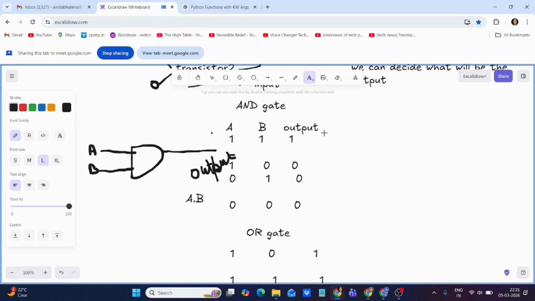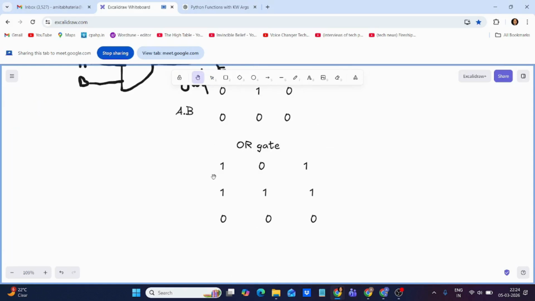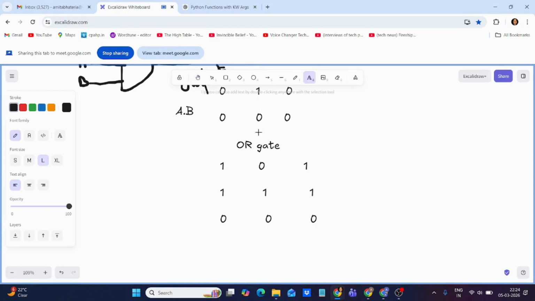So how do we calculate the AND gate? This is the easiest way to calculate the AND gate. We just write down A dot B, where dot means into. So A into B is the formula to calculate the AND gate. Got it?